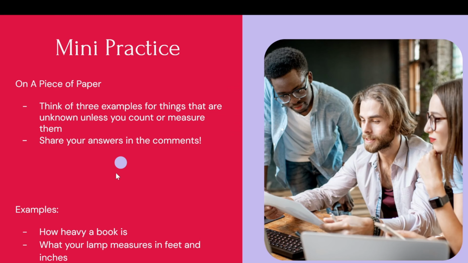Okay, so let's look a little bit at some practice so you can get a little bit more intuition with this. So think of 3 examples for things that are unknown unless you count or measure them. So what I mean by that unknown is, like an example is like how heavy a book is, right? You don't really know. Or what your lamp measures in feet and inches. Also don't really know unless you measure it.